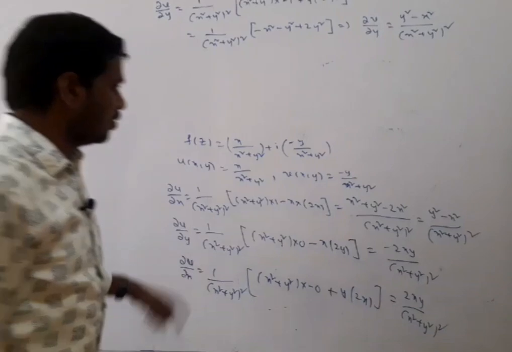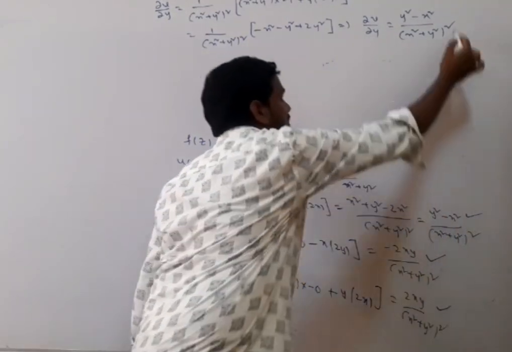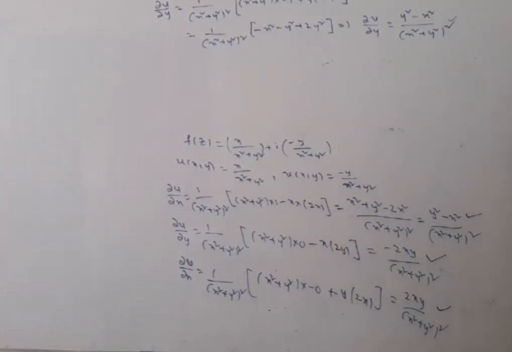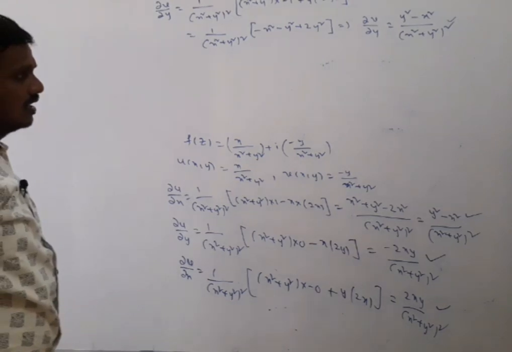See, this is ∂u/∂x, ∂u/∂y, ∂v/∂x, ∂v/∂y. Clearly, except at 0, they exist and they are continuous also. Next, whether they are satisfying the CR equations or not.